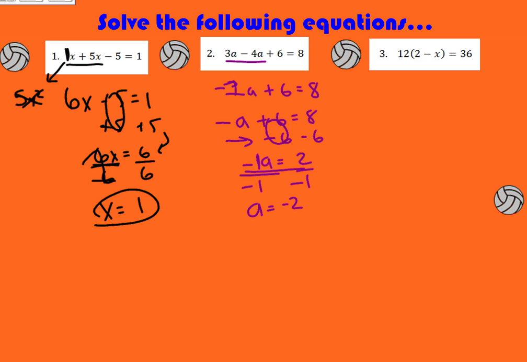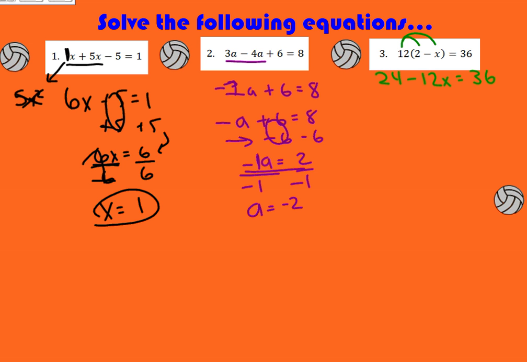So here we've got to take care of some parentheses. There's actually more than one way you can do this. One way to do this might be to trust your instincts and distribute. So that's going to be 24 minus 12x equals 36.